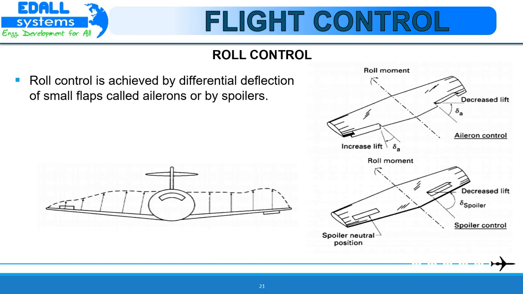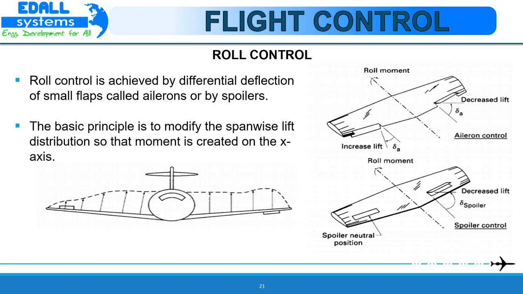Roll control is achieved by the differential deflection of small flaps called ailerons, which are located outboard on the wings, or by the use of spoilers. The basic principle behind these devices is to modify the spanwise lift distribution so that a moment is created about the roll axis.